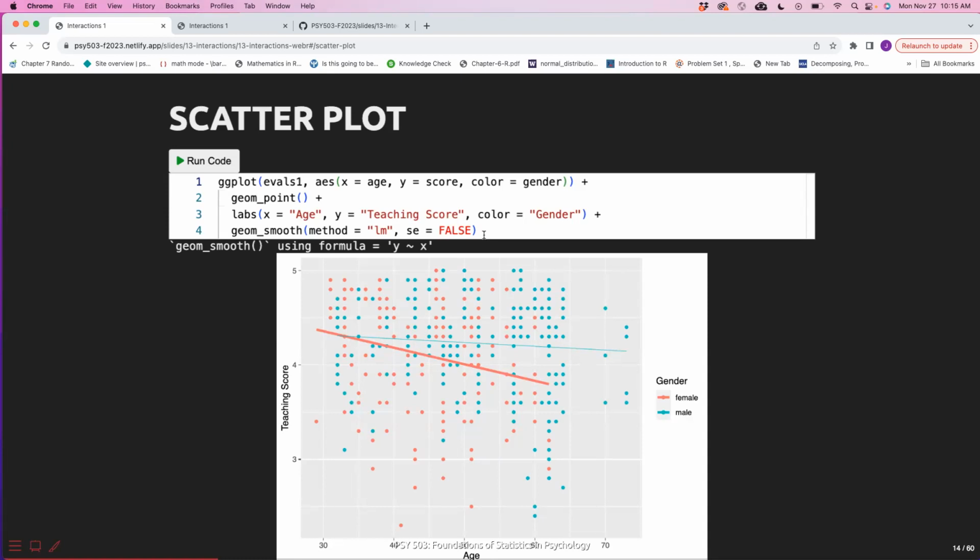In a nutshell, what looks like what's going on here is that as you age, evaluations go down, but more so for females. But we can test for this statistically, right? We can't just look at a scatter plot and say that's what's happening. There's an interaction here; we have to test for it statistically.